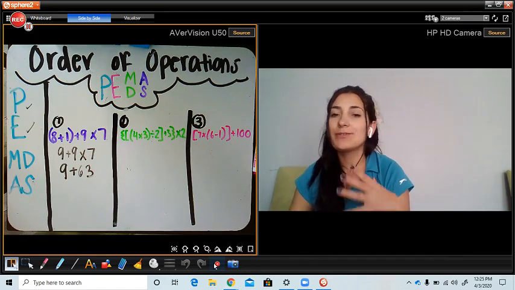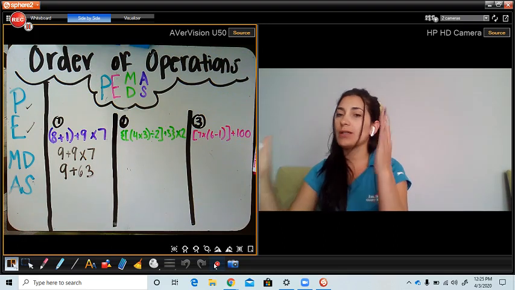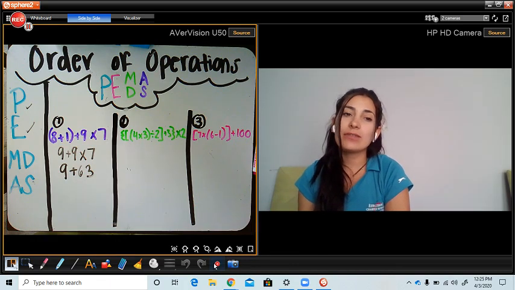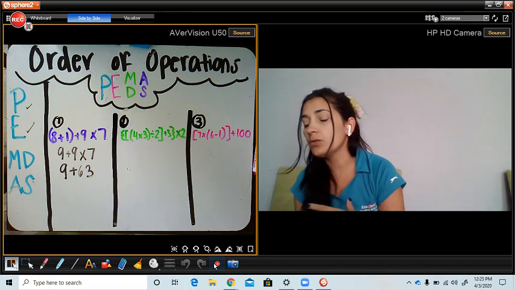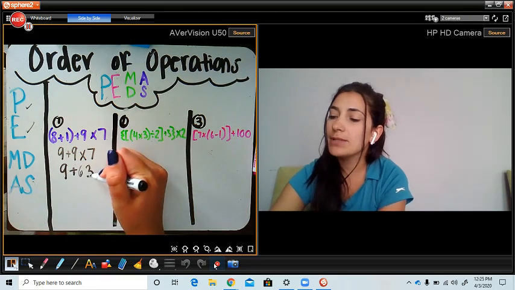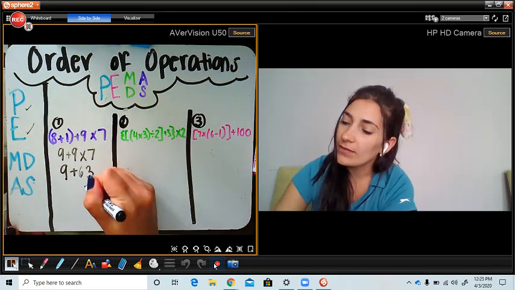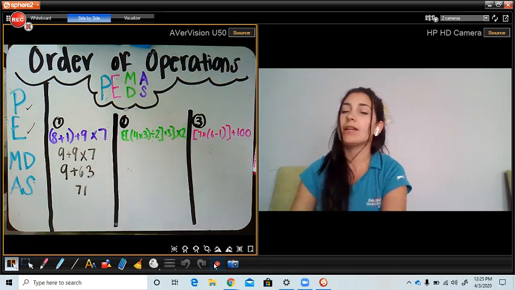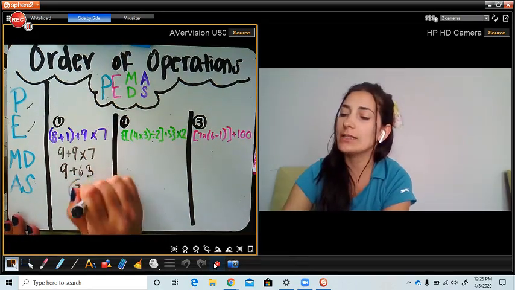So as you can see, it's not too hard. We're just going to keep working down that upside down triangle. So we have 63 plus 9. We can break this down if you need to. So we know that 9 plus 3 is 12. So 2, regroup the 1. 6 plus 1 is 7. So our answer would be 72 for this problem.